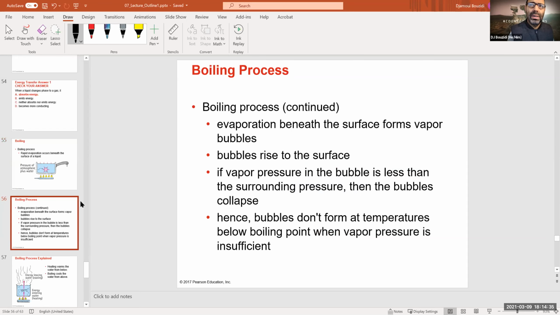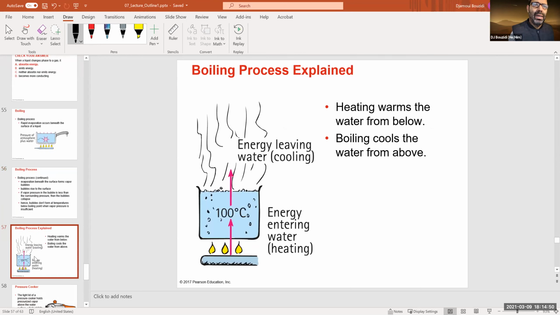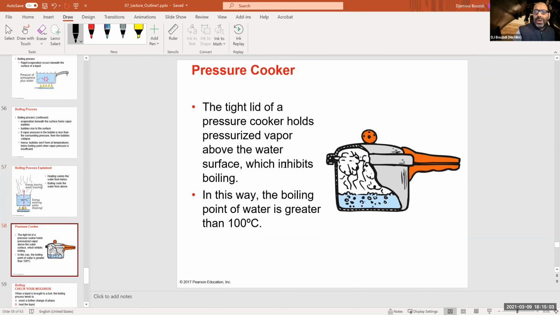We're explaining the boiling here. So again, boiling, evaporation beneath the surface forms bubbles. Bubbles rise to the surface. If vapor pressure is less than the surrounding pressure, the bubbles collapse. Hence, bubbles don't form at temperatures below boiling point when vapor pressure is insufficient. Again, this is basically the boiling process. You're taking heat from below and extracting it to the top, and the bubbles form, then they rise and they collapse, and the whole process repeats again and again. The pressure cooker is actually happening at the same volume.